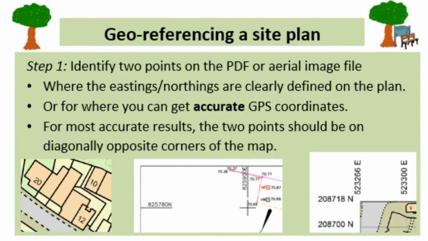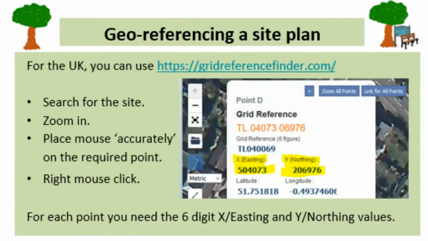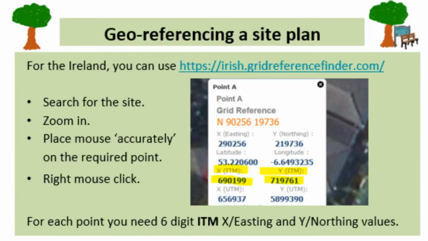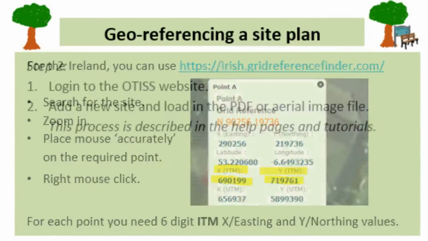The first step is to identify 2 points where the eastings and northings are clearly defined on the plan, or for which you can get accurate GPS coordinates. There are several websites to help you to get grid references, but in all cases you need the 6-digit easting and northing values. For Ireland, you can get the 6-digit ITM easting and northing values.